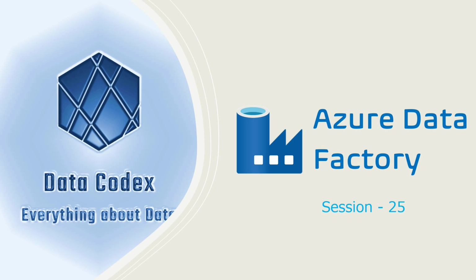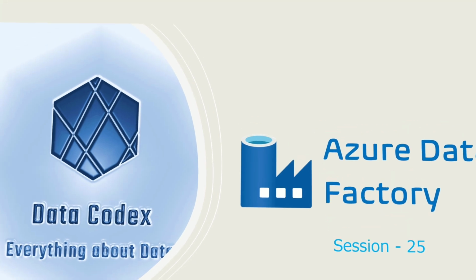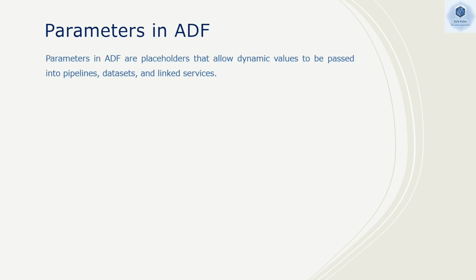Today we are going to learn what a parameter is and how we can use parameters in Azure Data Factory. So let me explain what parameters are in Azure Data Factory. Basically, parameters are a placeholder that you can use to dynamically access your pipelines, datasets, or your linked services in Azure Data Factory.